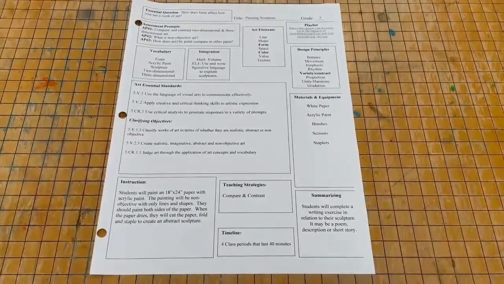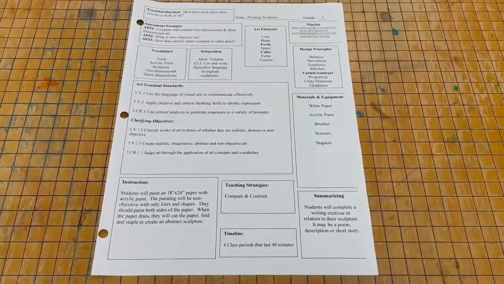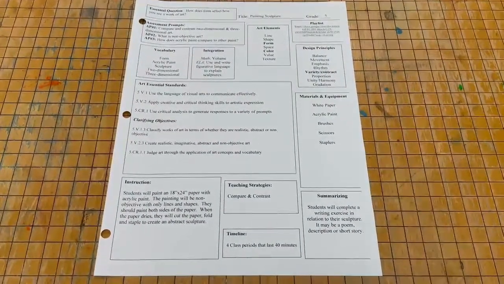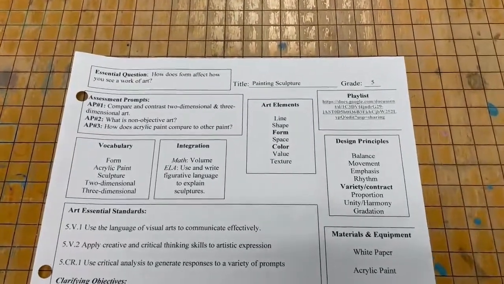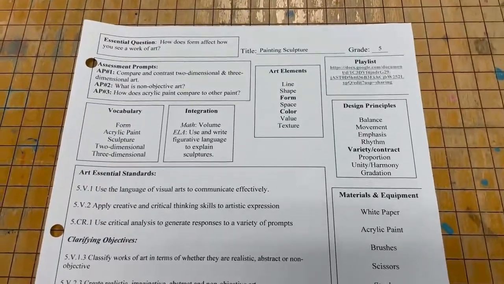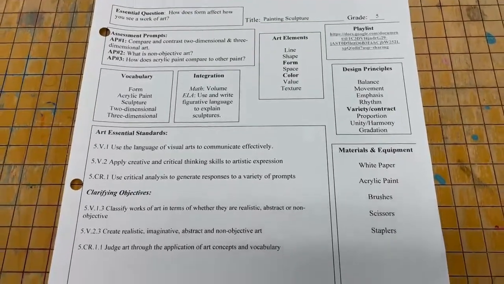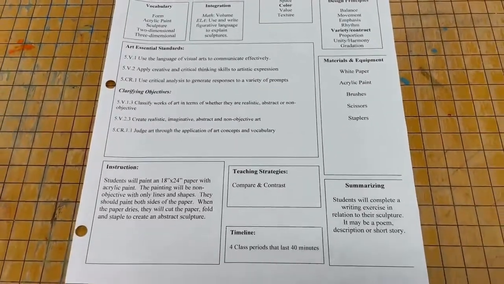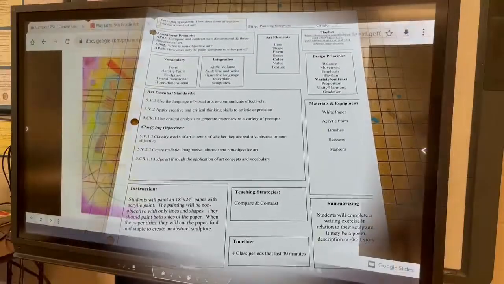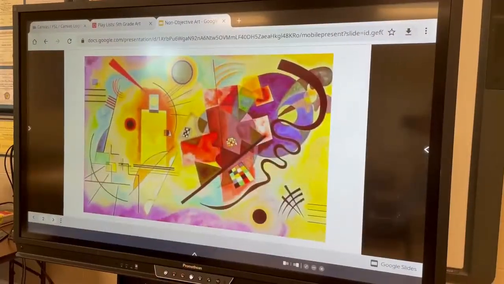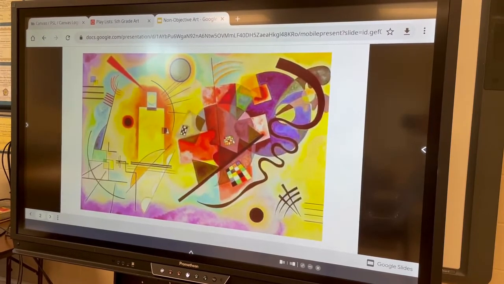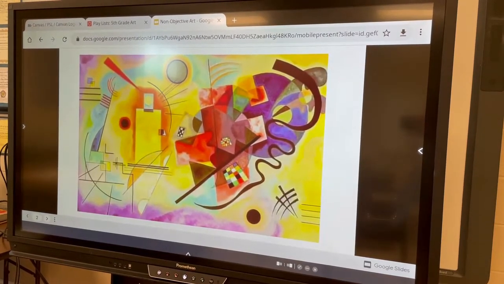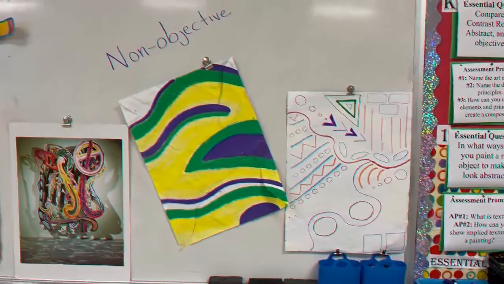The lesson compares realistic, abstract, and non-objective art with a focus on non-objective, and I'm showing you my lesson plan. That's more of a unit plan. In the lesson, we make a connection to Kandinsky, and I show the students several different examples of non-objective art.